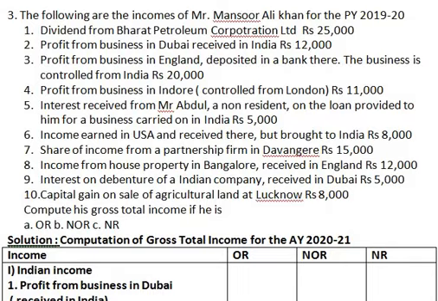And you are asked to compute his gross total income if he is number 1 ordinarily resident, second not ordinarily resident and third non-resident.